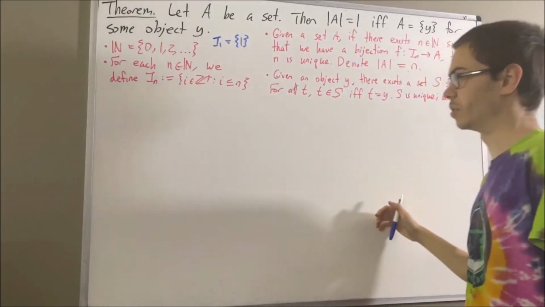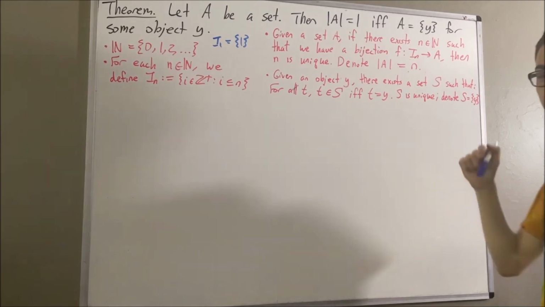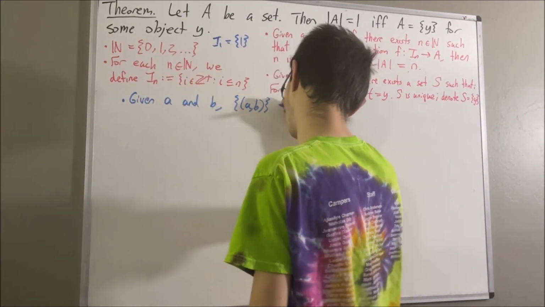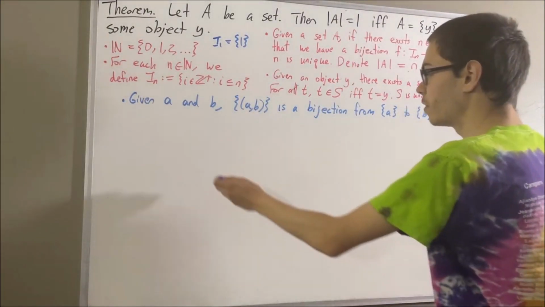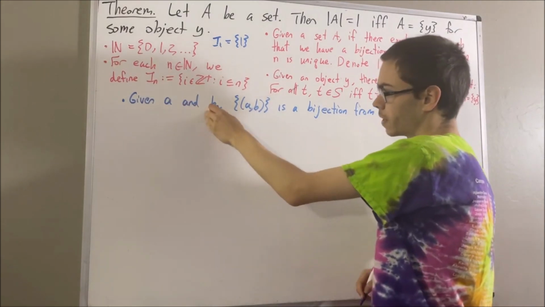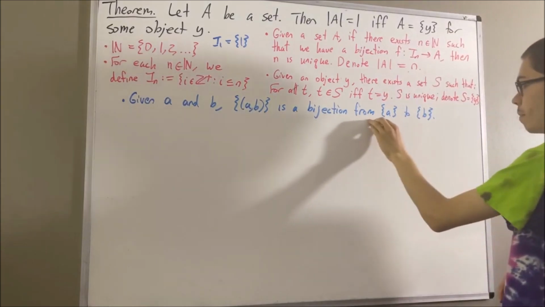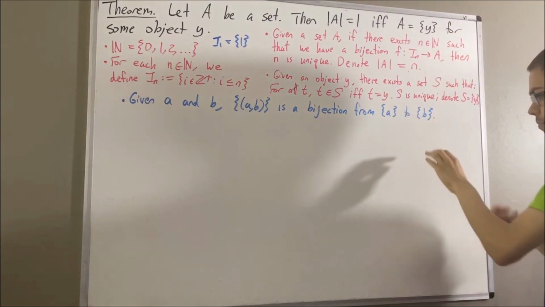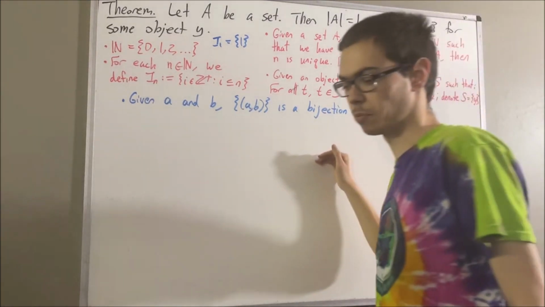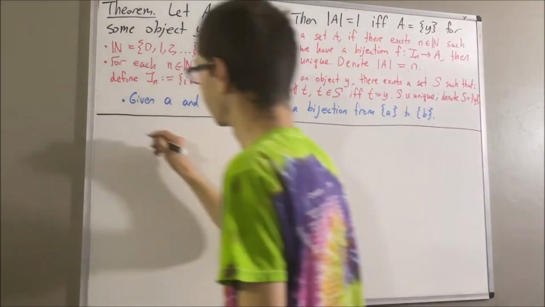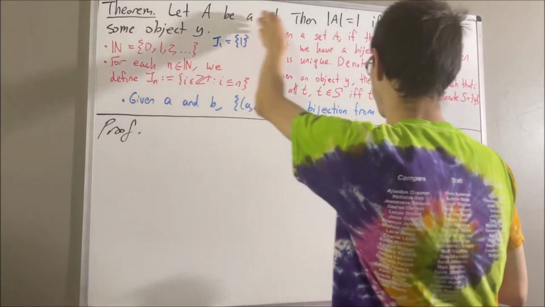Another fact we're going to use, I forgot to mention this by the way, is the following. Given any two objects a and b, the set consisting of the ordered pair (a, b) is a bijection from the singleton set of a to the singleton set of b, right? And we proved this in a previous video as well. So now let's get into proving this theorem.